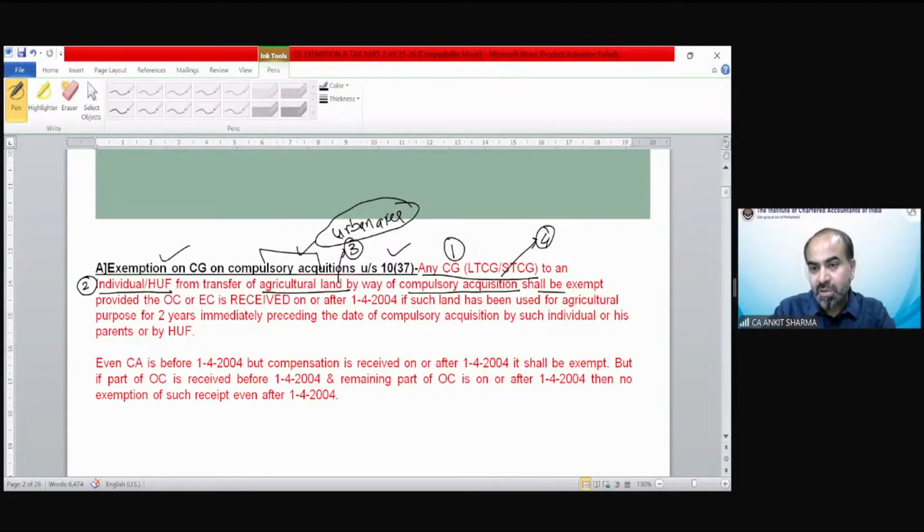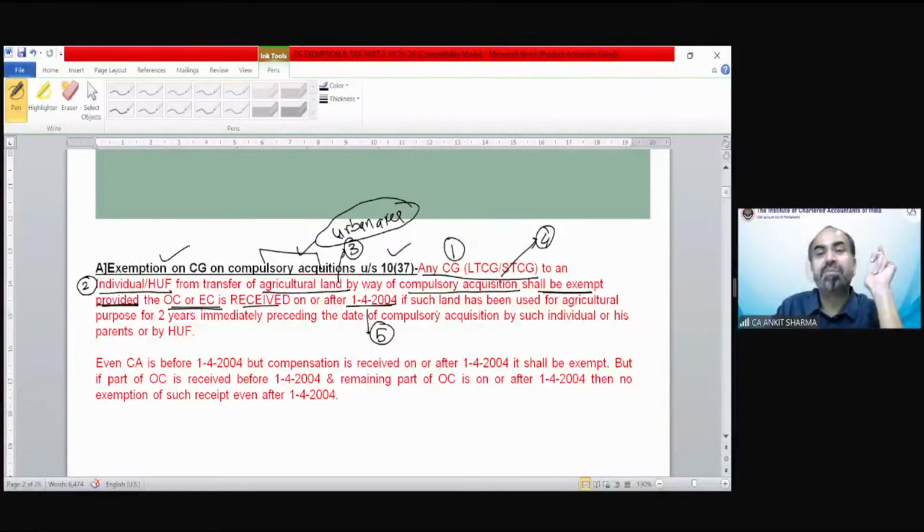Shall be exempt. So there are 4 important conditions till now: that there could be a long-term or short-term, individual or HUF, agricultural land, urban area, compulsory acquisition shall be exempt. But there are more conditions. Provided OC or EC. OC we know, original compensation. EC is enhanced compensation. Received on or after 1st April 2004. So if OC or EC is received before this date, that is going to be taxable. If it is received on or after 1st April 2004, that is exempted.